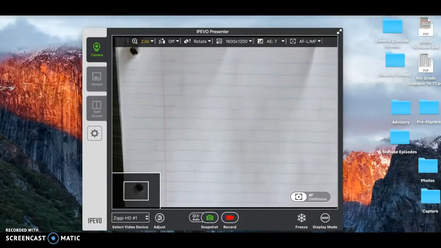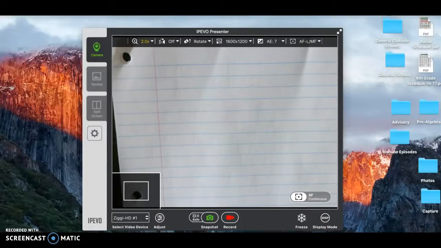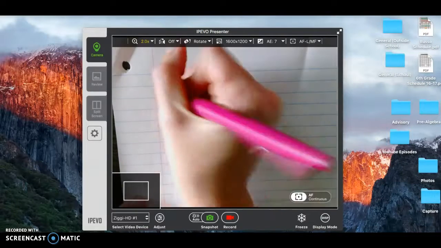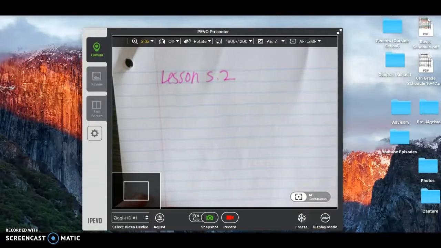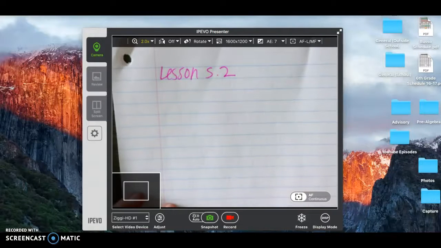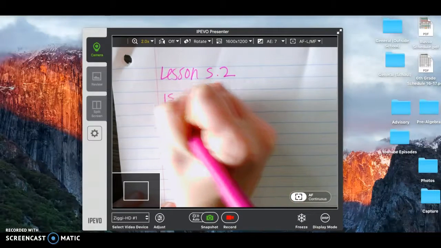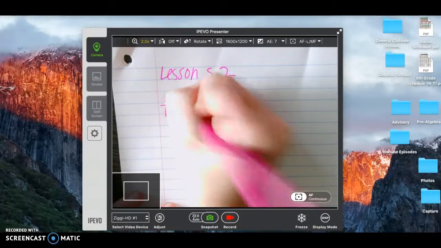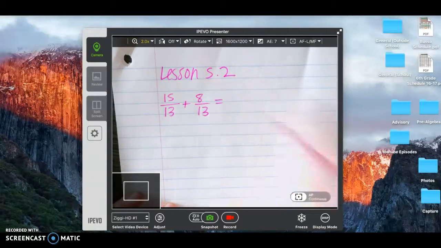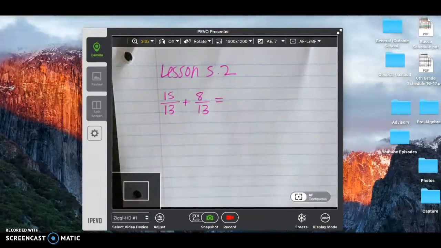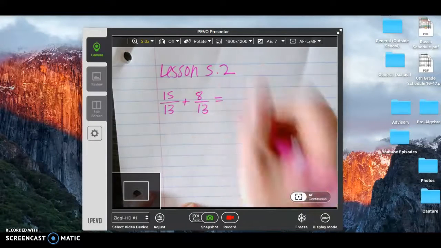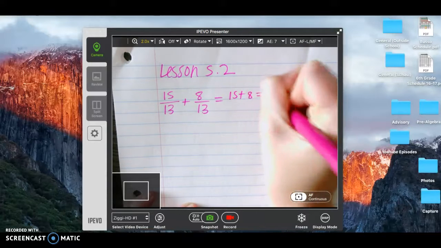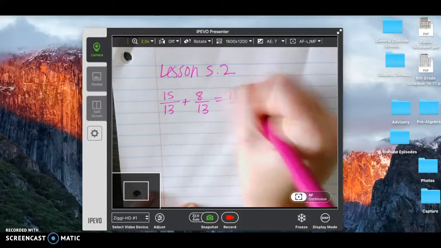So we're going to have to add and subtract fractions. Now we're going to see some that have common denominators and some that have uncommon denominators. So in lesson 5.2, we talked about only when they have a common denominator, which means they have the same denominator. So if we think about an example of 15 thirteenths plus 8 thirteenths, I notice that they have the same denominator, which means they have the same size pieces. So since they're both thirteenths, I can add the numerators. 15 plus 8 is going to give us 23, and I keep my denominator the same.